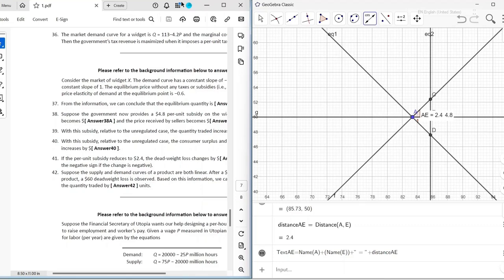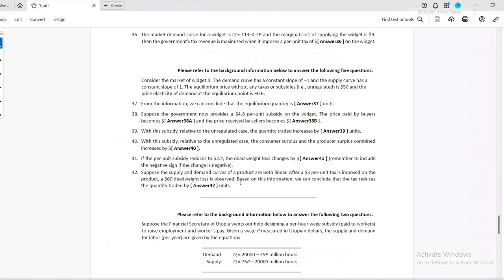All right, now let's move on to the next question. In question number 40, you are asked to calculate the consumer surplus and producer surplus combined with this subsidy.